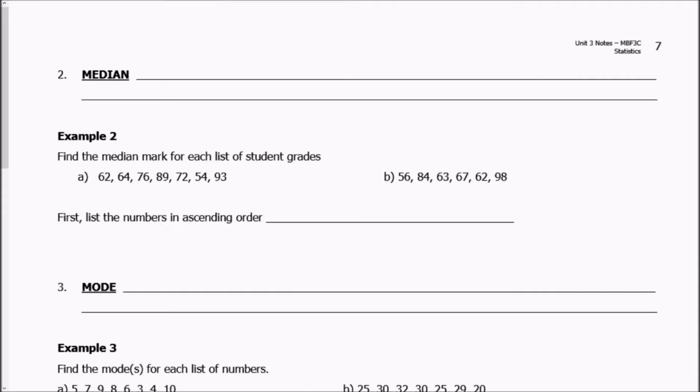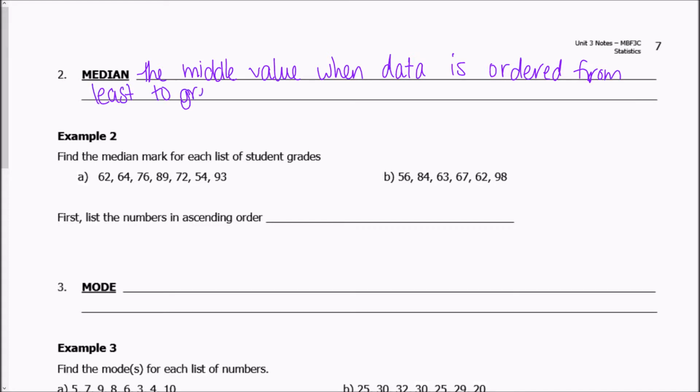The next measure of central tendency is the median. And the median is really important as well. It's the middle value when data is ordered from least to greatest. So again, it's the middle value when data is ordered from least to greatest.